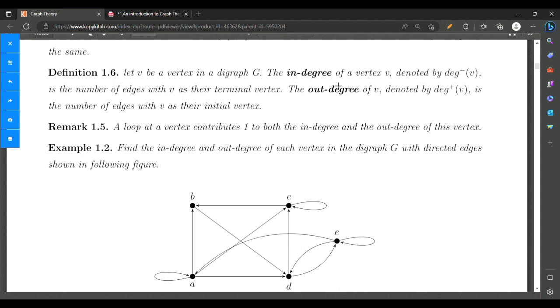The in-degree of a vertex V, denoted by deg minus of V, is the number of edges with V as the terminal vertex. In-degree means the edges that are coming in. So which edges come into B? This and then this. So the in-degree of B is equal to 2. Now what is out-degree? Out-degree means the edges that are going out. From B, only one is going out. So the out-degree of B is 1.